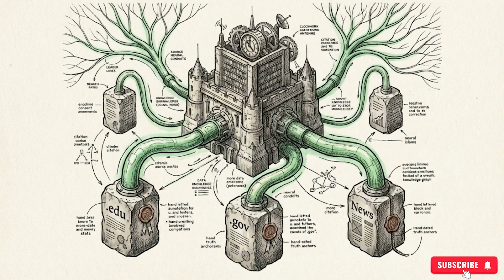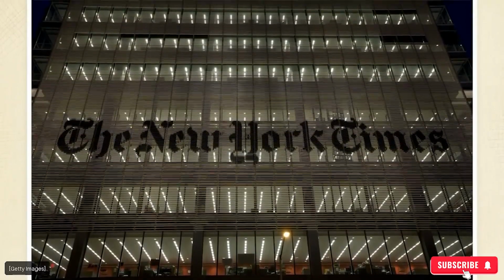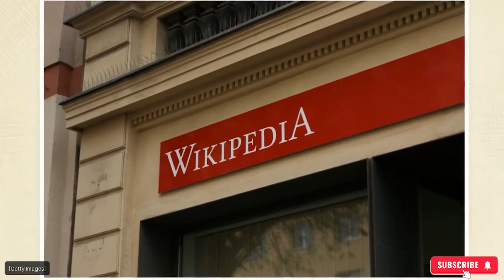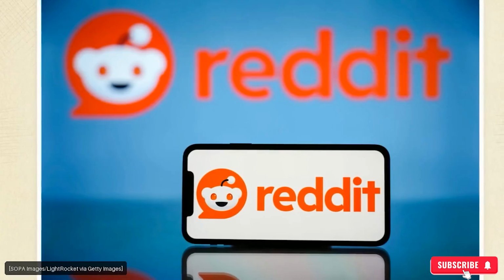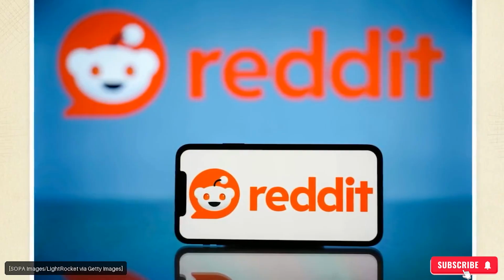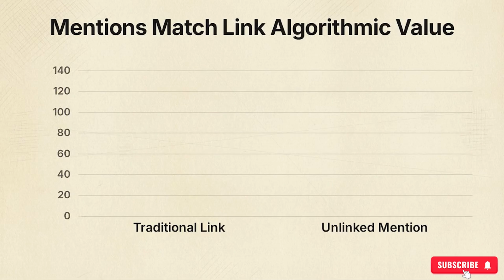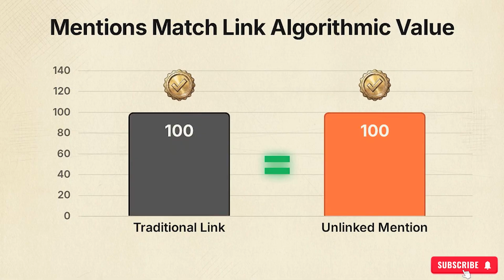They rely on specific categories of high-trust domains to establish absolute truth across the network. Legacy news organizations and established journalistic outlets are weighted heavily as primary truth anchors. Encyclopedic and academic databases serve as the foundational training corpus for almost all major language models. Community discussion platforms are utilized by the models to gauge real human consensus and authentic sentiment outside of corporate control. An unlinked brand mention on one of these high-authority nodes is mathematically equivalent and often superior to a traditional backlink.